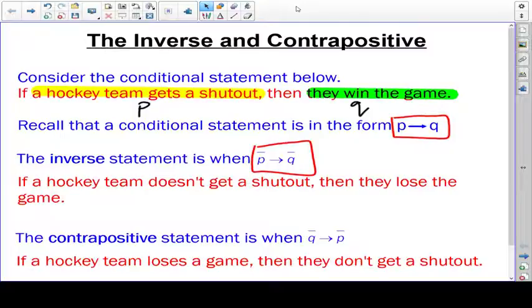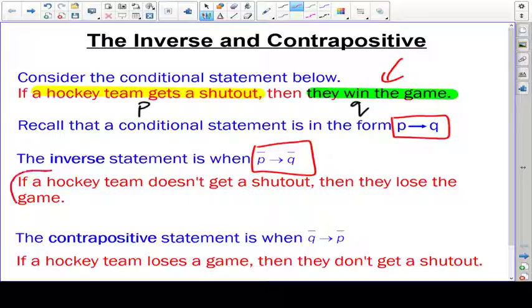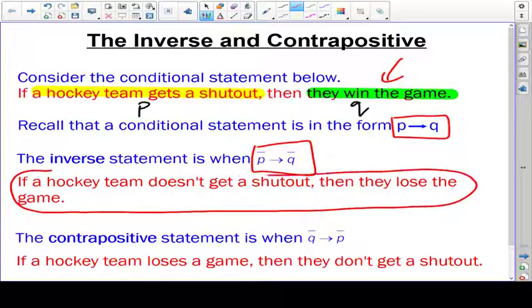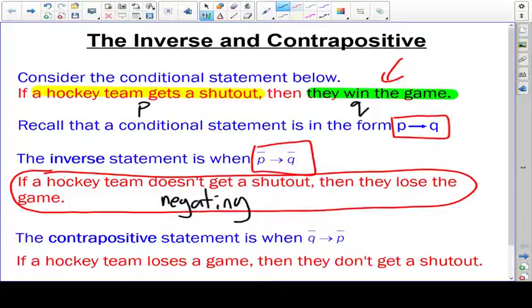So from this conditional statement, we can create this inverse statement by negating P and Q. That's what it's called, negating. We are writing down the opposite of P and the opposite of Q. We're negating P and Q. That is called the inverse.